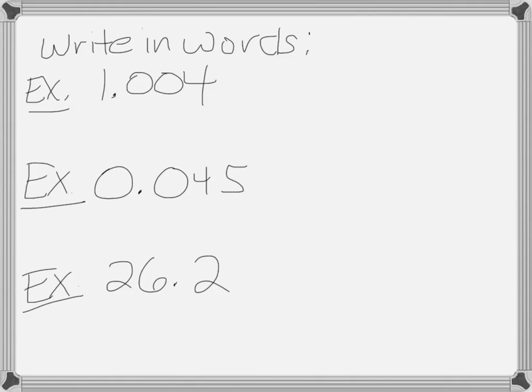If we want to write the following out in words, we'll look at the first one, 1.004. So the whole number part is 1. So we'll write the word 1. And then you write the word and. Now we have to figure out what place the 4 is in. So to the right of the decimal, it first goes tenths, then hundredths, then thousandths. So the 4 is in the thousandths place. So we write 1 and 4 thousandths.